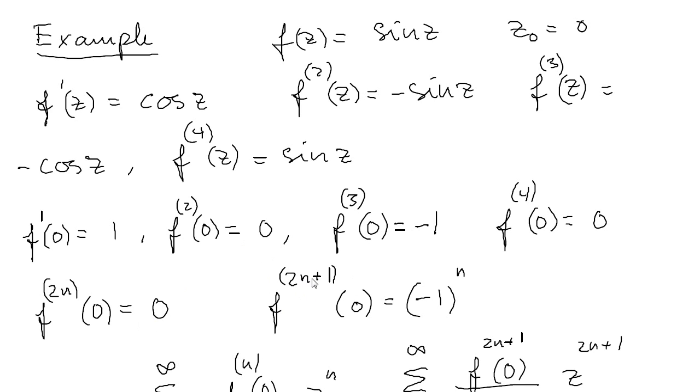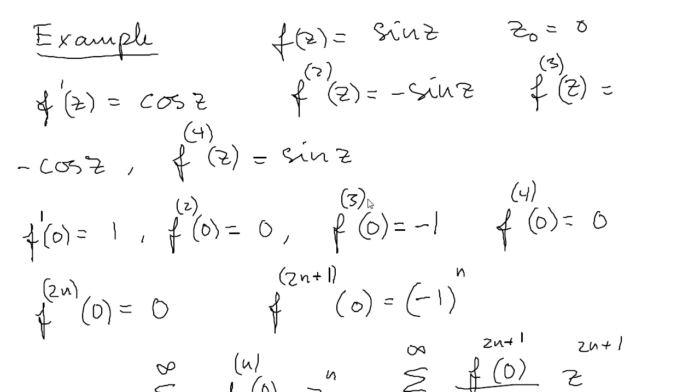For odd numbers, we obtain that it's either 1 or minus 1. So the derivative of order 2n plus 1 at the point 0 is either minus 1 or 1. And we see that we can use this formula. Just check it out. If we put n equal to 0 here, we obtain the first derivative at point 0, which is equal to 1. We know that. And minus 1 to the power 0 is also equal to 1.